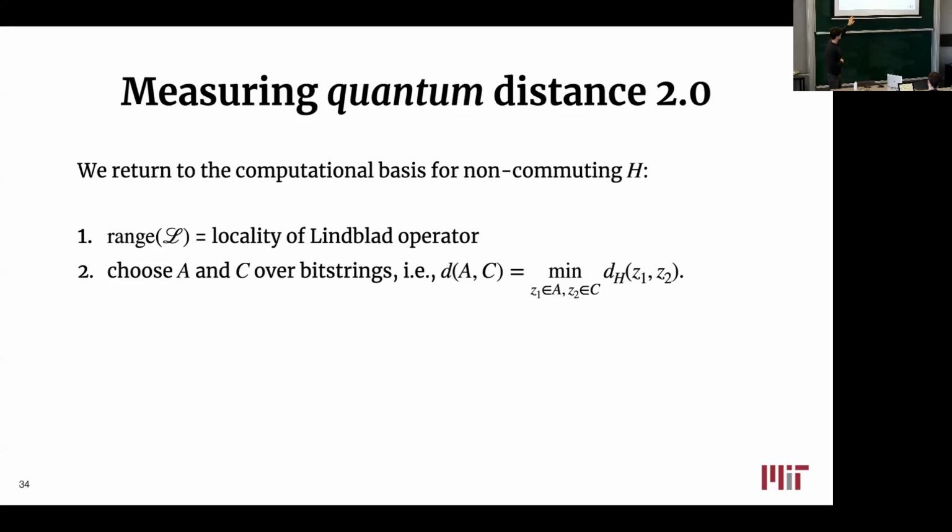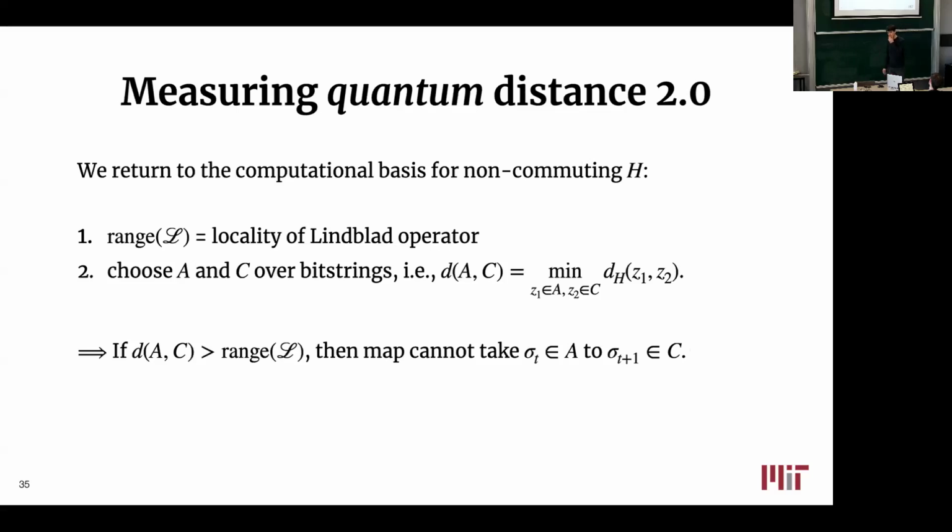And then the distance is just going to say we're going to restrict ourselves to regions A and C that are defined over bit strings. The distance here is just going to be the Hamming distance between the regions. So everything is going to be done forcibly in the computational basis. This turns out to be good enough for some Hamiltonians, like stochastic Hamiltonians. It's good enough because it still says that if the distance between my regions is larger than the range of my Lindbladian, I won't be able to get a transition from A to C in one step. And so I'll be able to give the same kinds of bottleneck arguments that we had before.